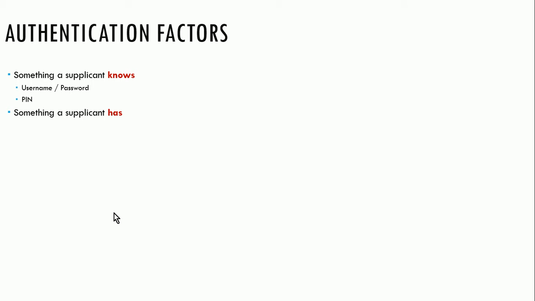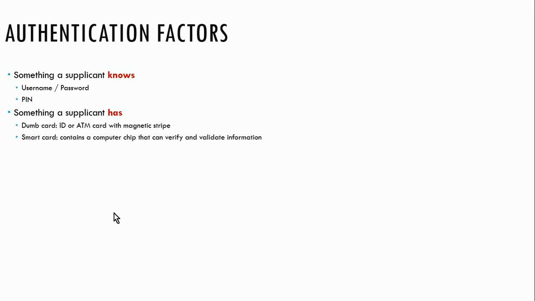And then the second option is something that a supplicant has. So this could be a dumb card, like an ATM card or an ID card with a magnetic strip or an RFID on it. I'm sure a lot of you have jobs where you have to either swipe a card or scan a card to go through certain doors, or you may even have them to access computers. It's getting more common now that we use our ID cards to log into computers and networks.